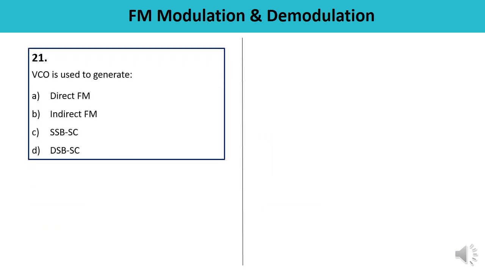Question number 21. VCO is used to generate direct FM. Answer is A.